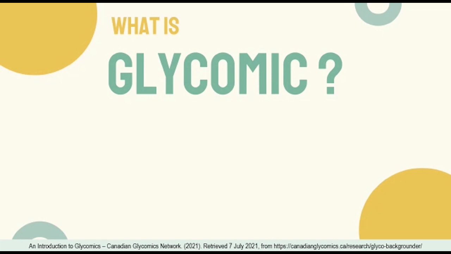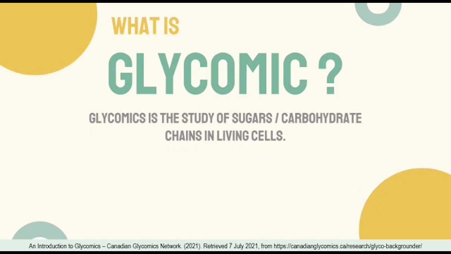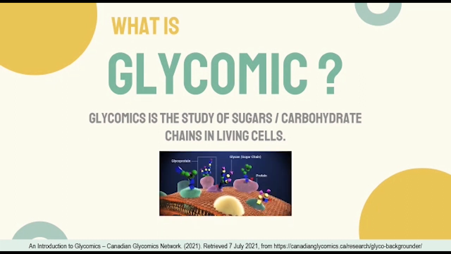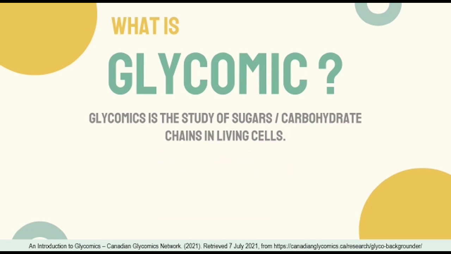What is glycomic? Glycomic is the study of sugar or carbohydrate chains in living cells. Carbohydrate chains, glycans, form on the cell membrane of every living cell. Carbohydrates can also attach to protein and lipids to form more complex molecules and are key to almost every biological process. For example, when you injure yourself, glycans help to send a signal telling white blood cells to gather at the injury site to fight the infection. And for blood transfusion, the type of glycan on the surface of blood cells will determine the type of your blood.